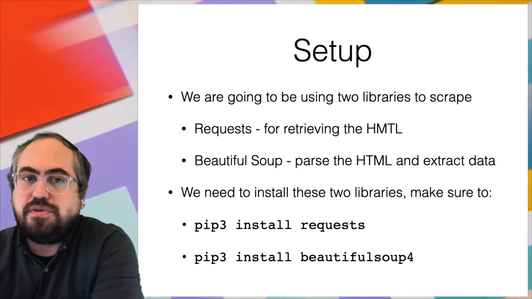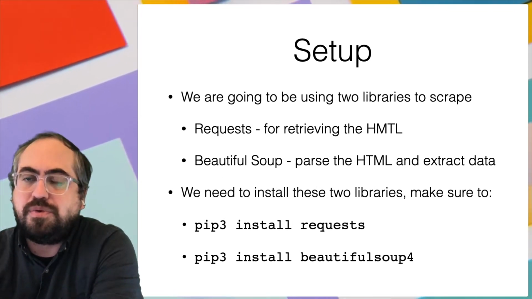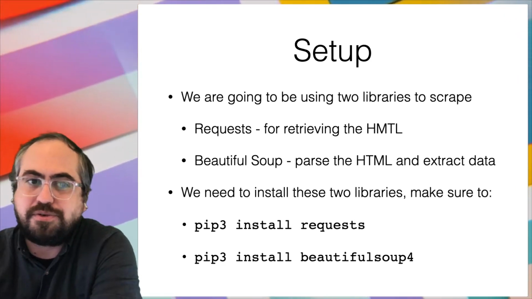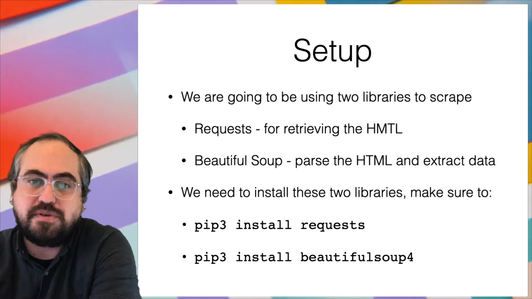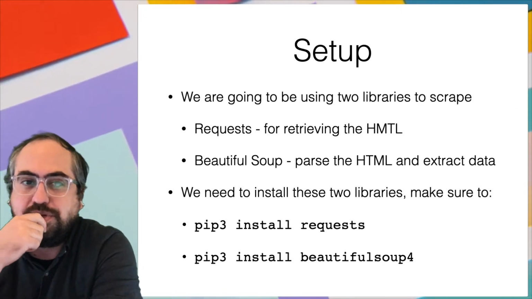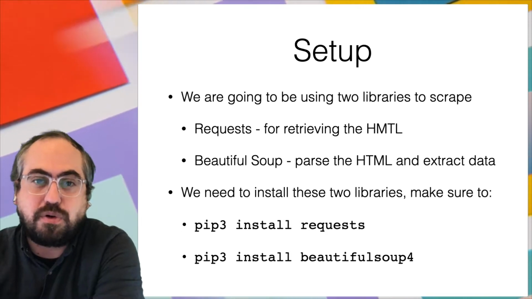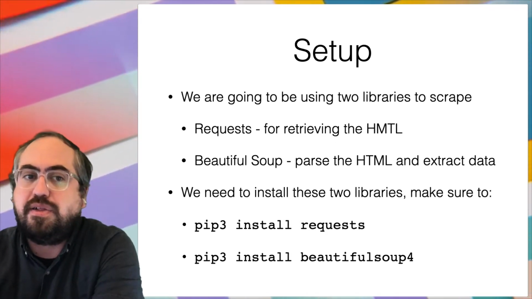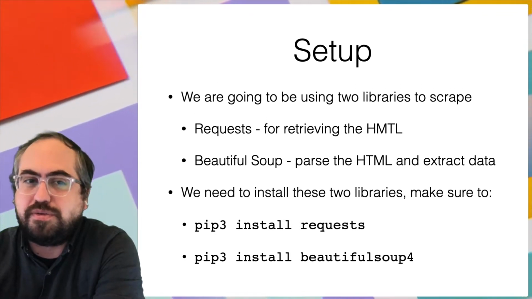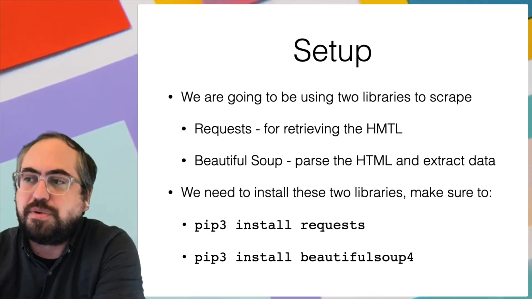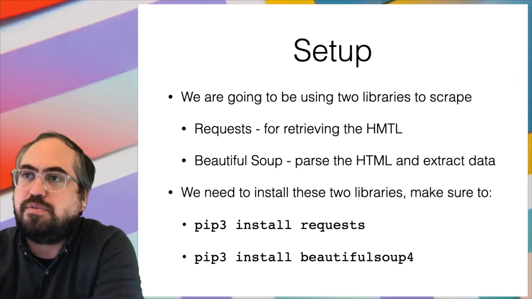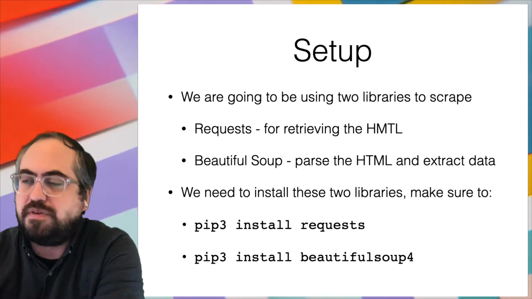So we're going to be using two libraries for this. One we've used before and one is brand new. We're going to be using the requests library to do the actual requests, making the request to the web server to return the HTML page. And then we're going to be using Beautiful Soup, which is a library designed specifically for parsing HTML and allowing you to query it. So you want to make sure to install these two libraries: pip3 install requests and install Beautiful Soup 4. And of course, check out the previous video for using pip if you have any problems doing that.